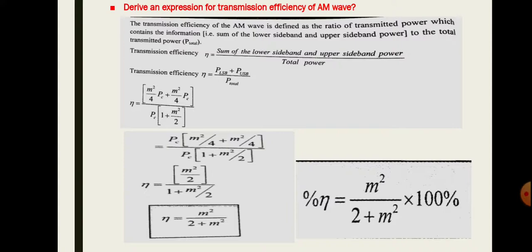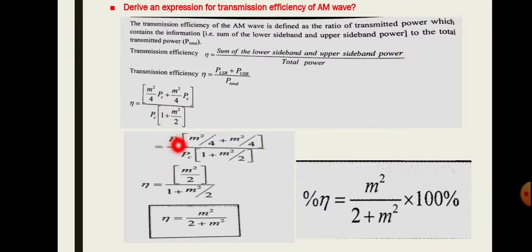So the transmission efficiency is the ratio of the sum of the lower sideband power plus upper sideband power divided by total power. So we can write it as transmission efficiency eta equal to PLSB plus PUSB divided by P total, where we know that PLSB and PUSB we have derived, that is m square PC by 4. Similarly, PUSB equal to m square PC by 4, divided by total power PC into 1 plus m square by 2, that we have derived in the previous slide. So we can solve this equation.